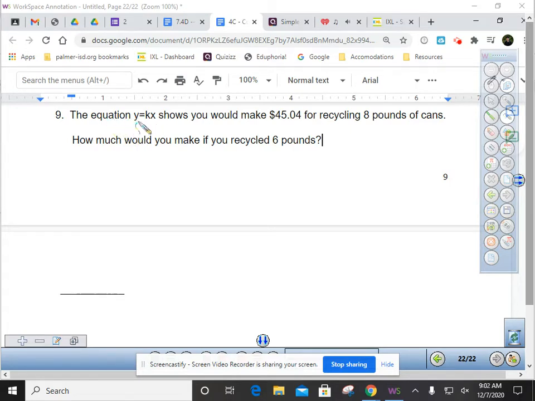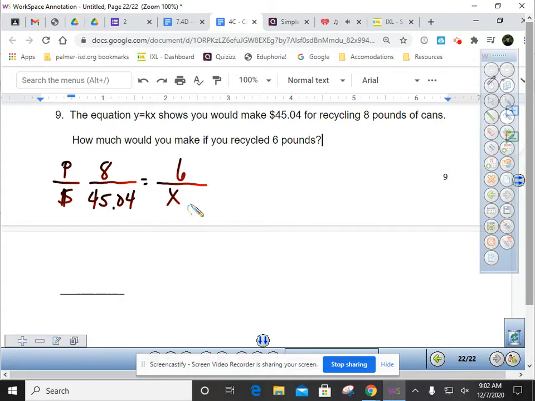The equation y equals kx shows you would make $45.04 for recycling 8 pounds of cans. How much would you make if you recycled 6 pounds? Now I would write a proportion. Okay, what are your words? Pounds and money. Or money over pounds, it doesn't matter. And what is this? 8 over $45.04. Perfect, and then what goes here? 6, and that's your x. Okay, so what'd you get? $33.78. Okay, so I'm going to show you how to do it using this.